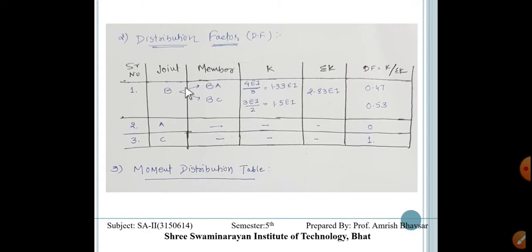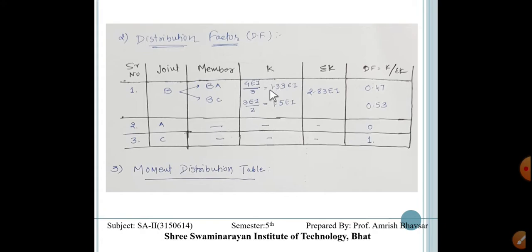Whenever the far end is fixed, the stiffness is 4EI by L, and for a simple span it is 3EI by L. We can choose either one, depending on the end condition, whether it is fixed, continuous, or simple. Then the K must be changed in the equation.